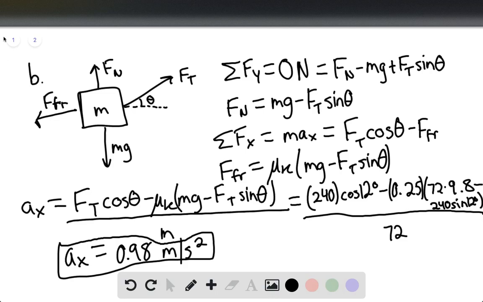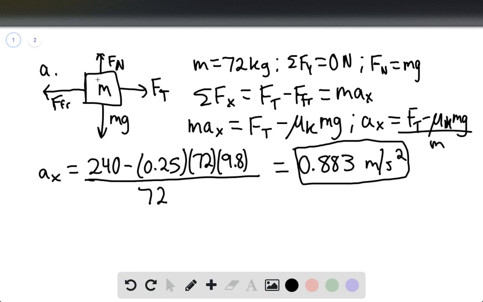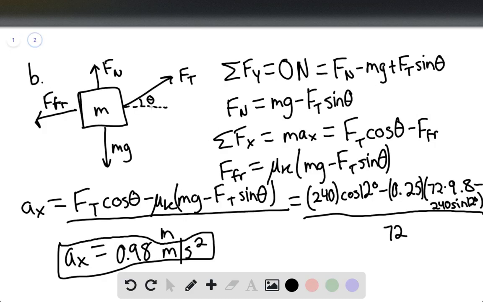Notice how this answer is greater than this answer, even though all of the force tension was in the x direction here, and here the force tension was applied at an angle. So why exactly would this acceleration be greater if not all of it is in the x direction? That is because the force of friction depends on the normal force, and if the normal force is decreased, that means that the force of friction isn't so great, which means that the force tension is able to pull the skier at a faster pace, essentially.